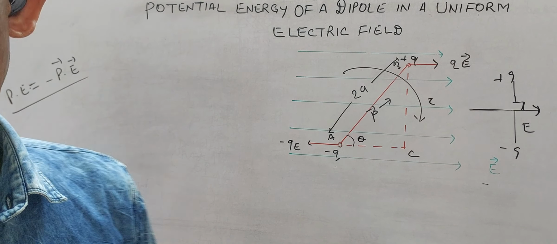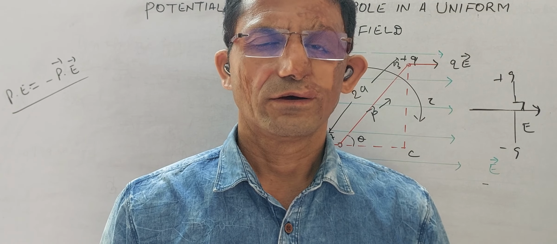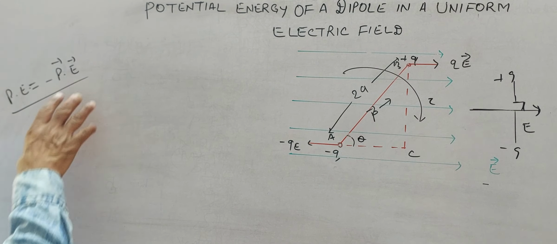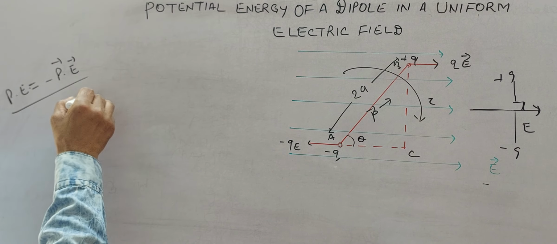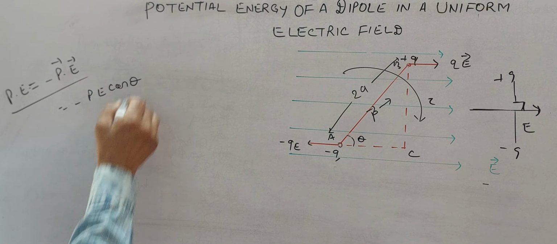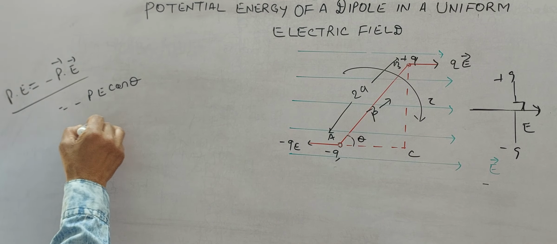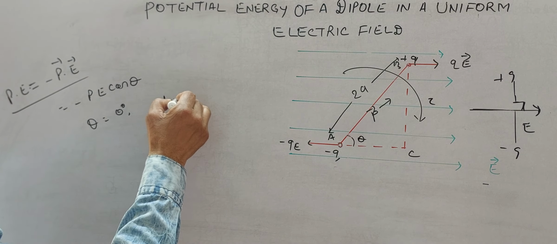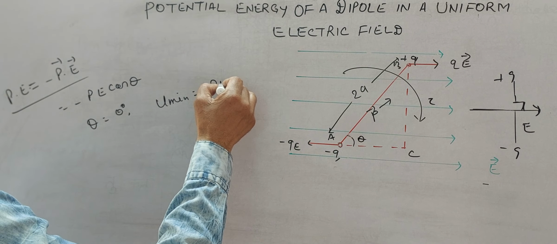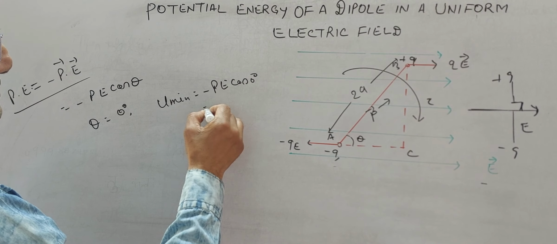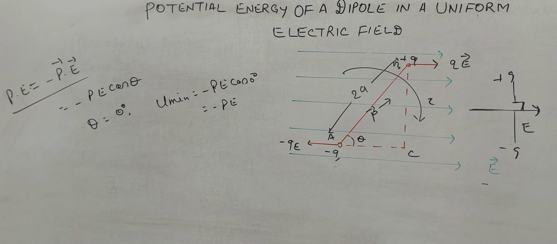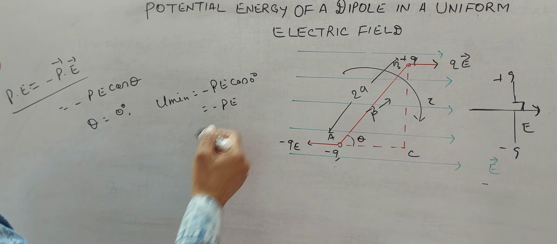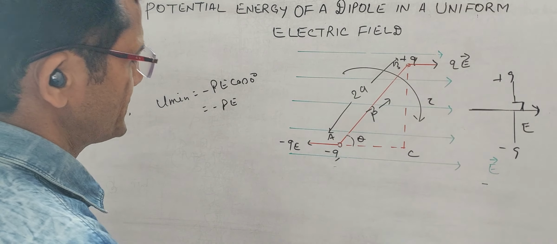Now, in which positions does the dipole have stable equilibrium, that is minimum potential energy, and unstable equilibrium, that is maximum potential energy? We know the formula is minus pE cos theta. If the angle theta is equal to 0 degrees, I have the minimum potential energy. U minimum is equal to minus pE cos 0 degrees. Cos 0 degrees has the value 1, so U is minus pE. Since energies can be positive, negative and 0, this will be our minimum potential energy.